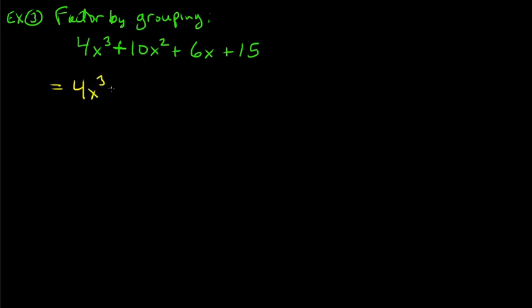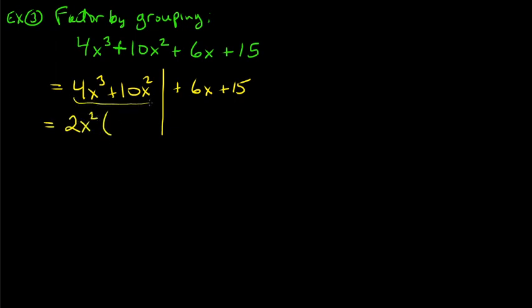So 4x cubed plus 10x squared, and we're going to split that up, right? And then treat the 6x plus 15 later. So 4x cubed plus 10x squared. Well, we can factor out a 2 and an x squared. So the GCF is 2x squared, just from the first 2 terms. Don't worry about the last 2 terms. All right, so when you factor out the 2x squared, we get 2x plus 5, right?